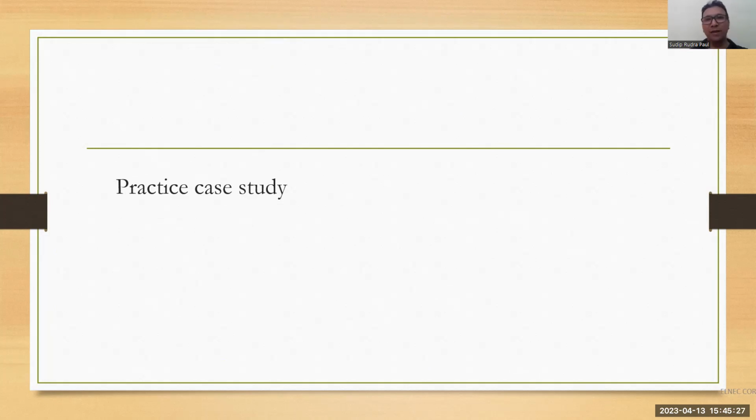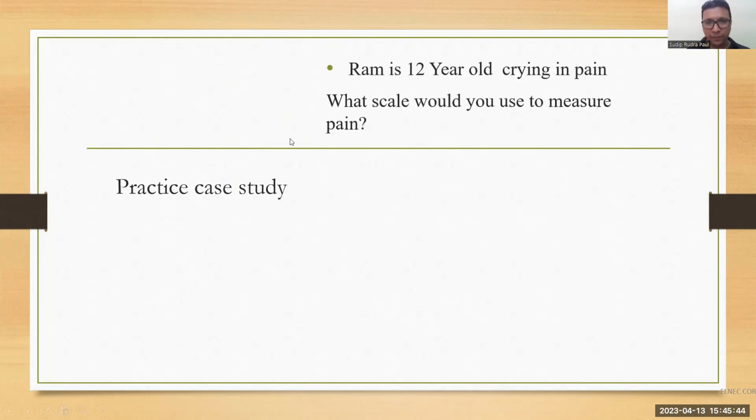Let's do a quick case study, okay? Just go to your chat box, okay? And one more thing, I'll read out my case studies. You just give me the answer, okay? Ram is a 12 years old, crying in pain. What scale should you use to measure the pain?